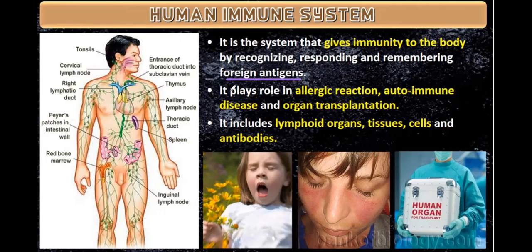The immune system plays a role in allergic reactions, autoimmune disease, and organ transplantation. The parts of the immune system include lymphoid organs, tissues, cells, and antibodies. So these are the parts of the immune system.